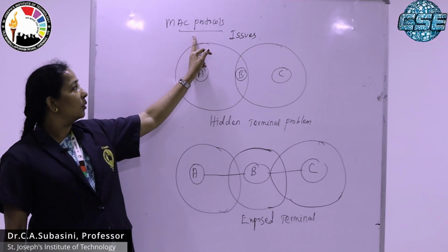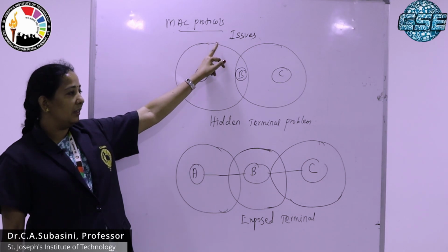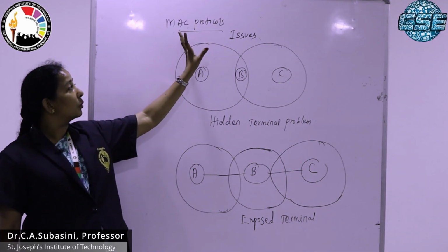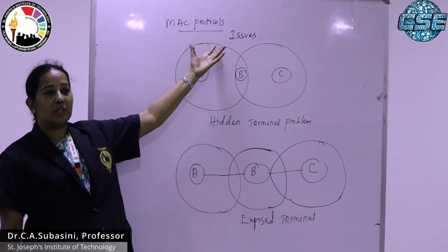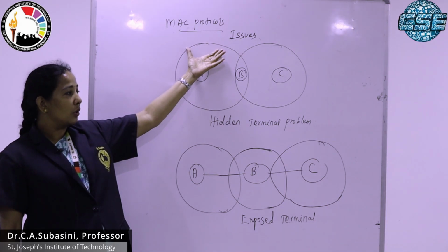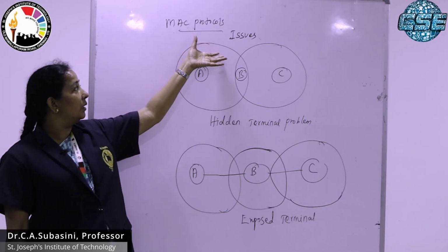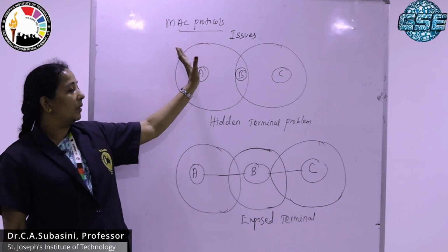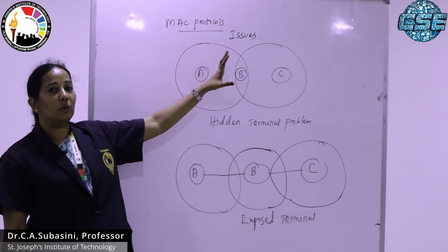Medium access control protocol, that is the MAC protocol. In this MAC protocol, the maximum utilization of the channel is achieved. What is the main objective of this MAC protocol? For example, when sending data, different nodes will be available.